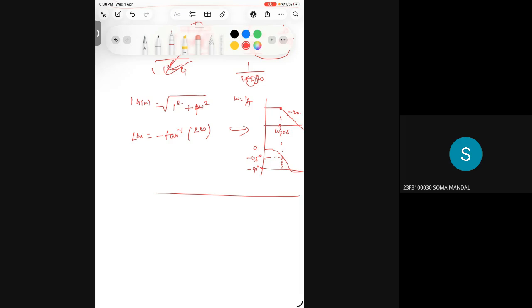Okay. The unity feedback system has a plant transfer function. That one. Yes, ma'am. For k equal to 8, draw the Bode plot and compute the phase margin and gain margin.